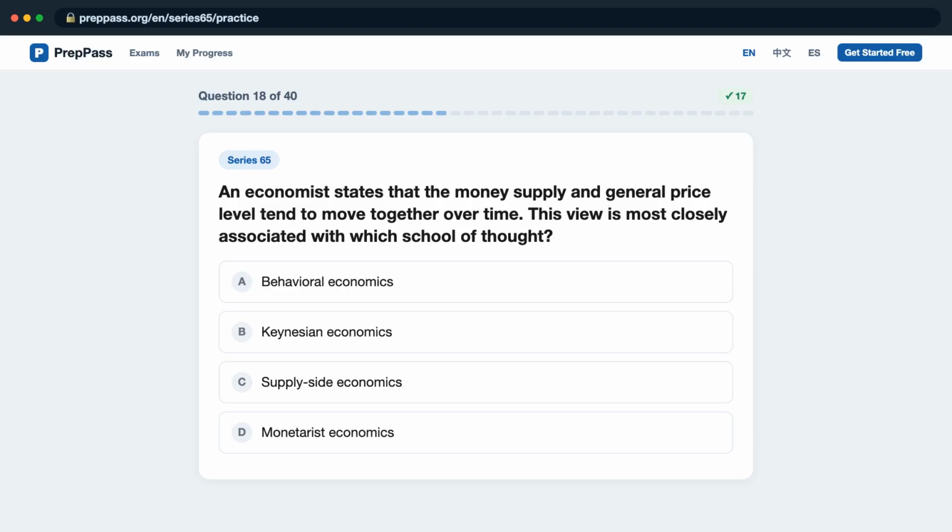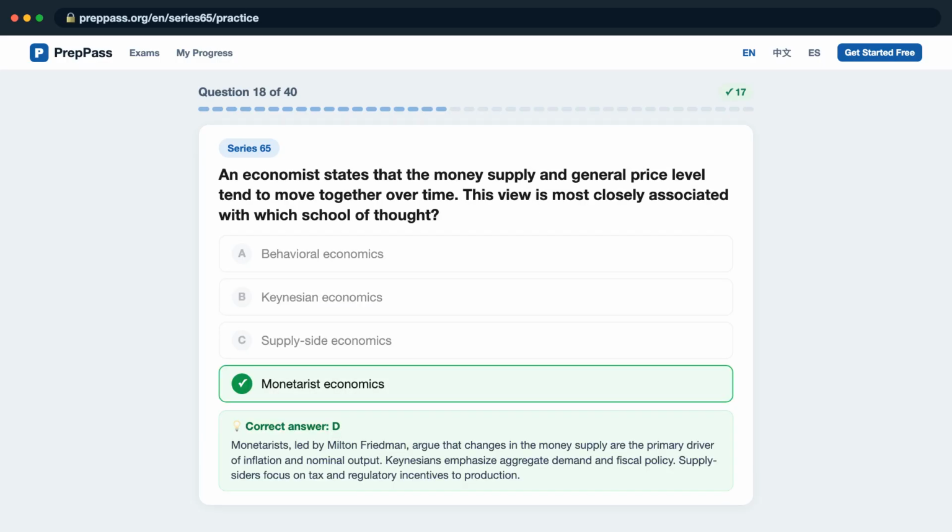Question 18. An economist states that the money supply and general price level tend to move together over time. This view is most closely associated with which school of thought? Is it A, behavioral economics, B, Keynesian economics, C, supply-side economics, D, monetarist economics? The correct answer is D.